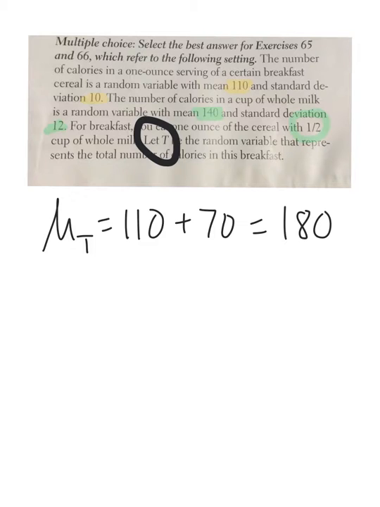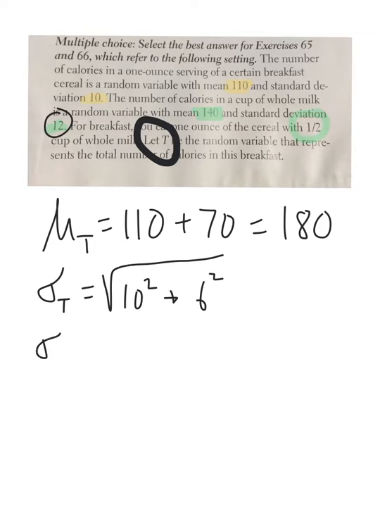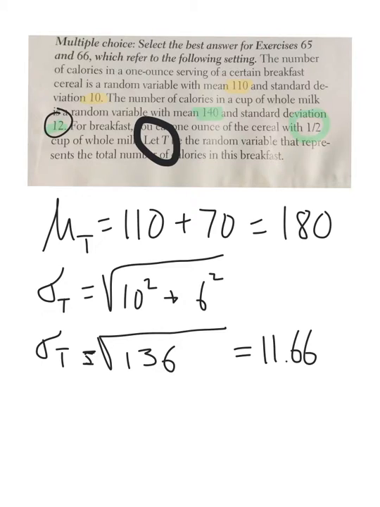So that's for 65. 66, of course, asks for the standard deviation of the total. So what we would do is we would say, what is it? It's 10 squared plus, well, half of 12, which is 6 squared. And add them up. Take the square root. Bada bing, bada boom. Square root of 136. So the answer should be 11.66. Okay. That is for 65 and 66.